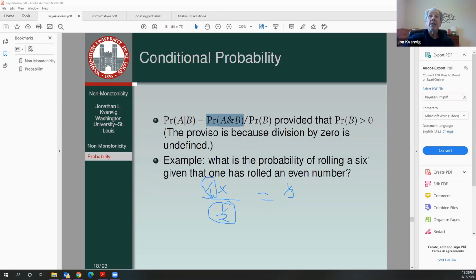What does it take to get both a 6 and an even number? Well, that's the same thing as getting a 6, because a 6 is an even number. And you could calculate it the long way by going the probability of A times the probability of B given A, but the probability of B given A would be 1. So it's just going to be the probability of A, the probability of rolling a 6. Okay, so we can calculate conditional probabilities that way.